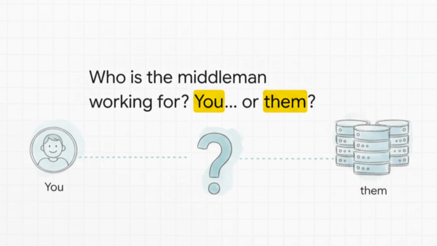This one little detail is the entire difference between the two types of proxies we're talking about today. It all boils down to one simple question. Who is this middleman actually working for? Is it working for you or for them?